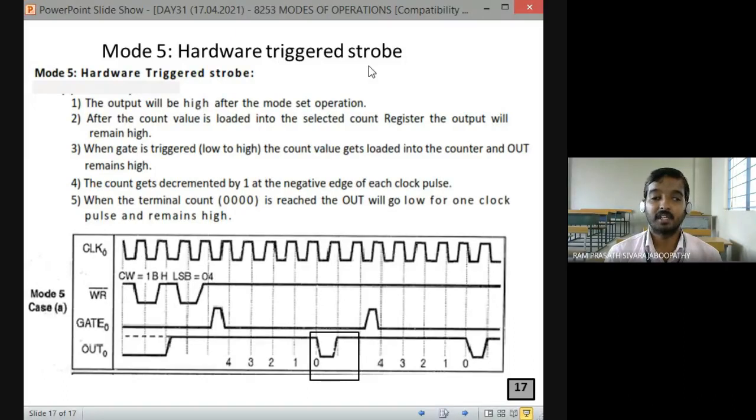Modes 2 and 3 we don't even need to explain; rate generator and square wave generator must be clear. As for modes 4 and 5, they are software trigger strobe and hardware trigger strobe. Strobe means a pulse is generated at a regular interval for which we are programming. That's all. Okay.